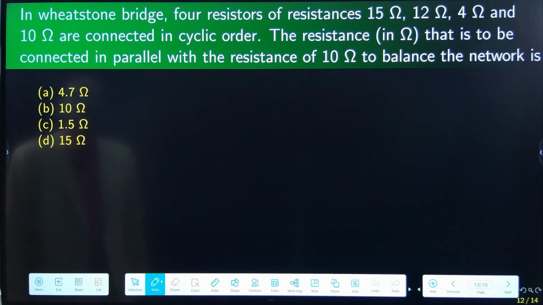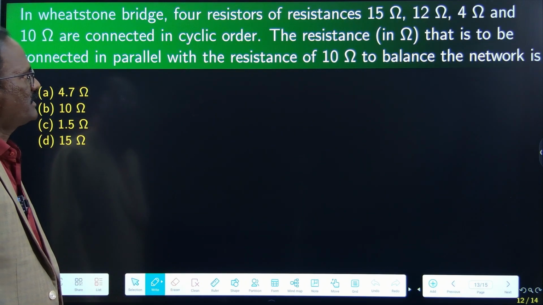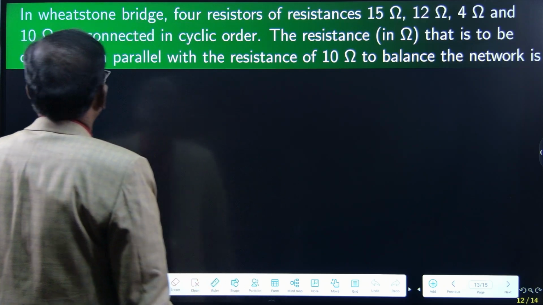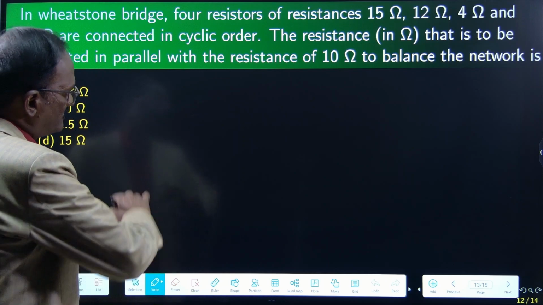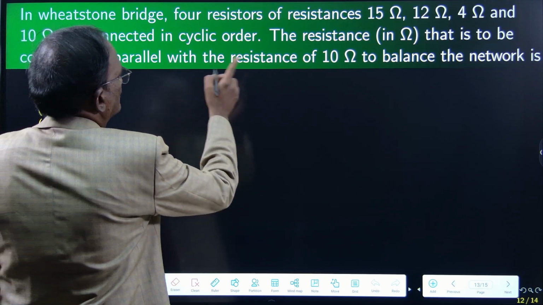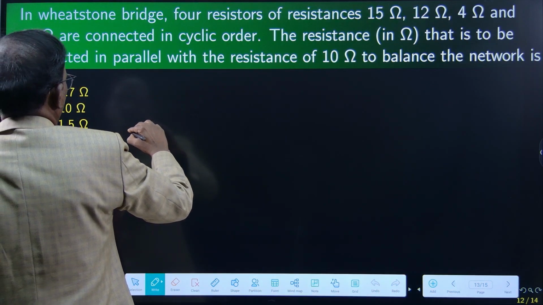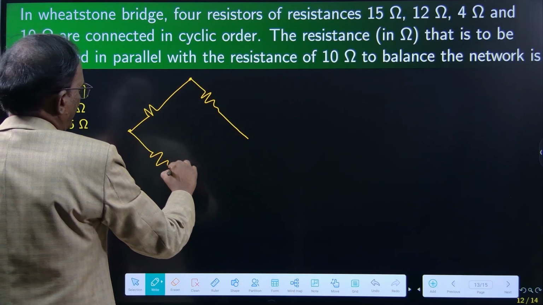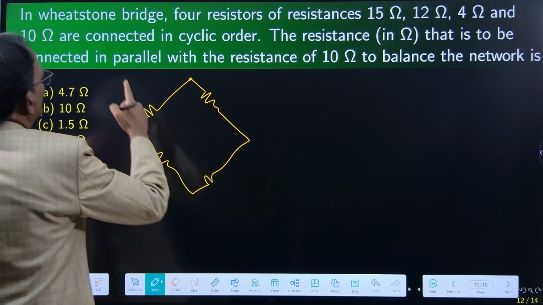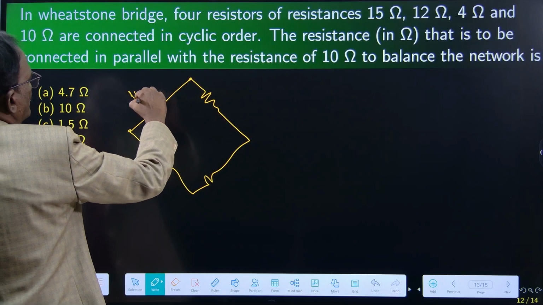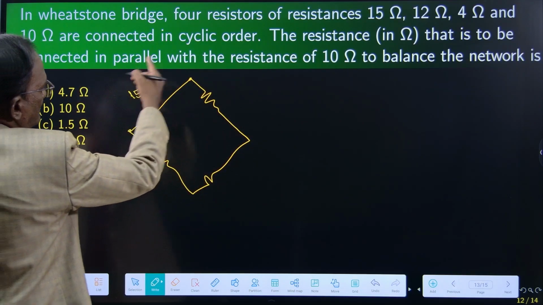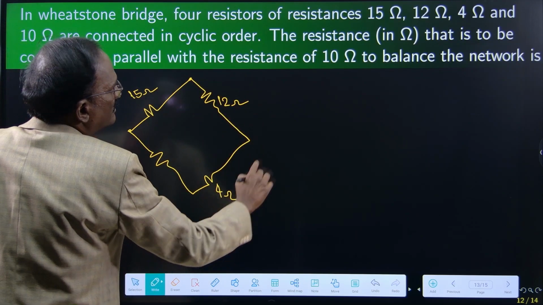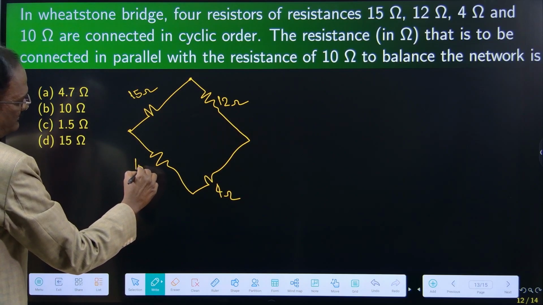Next problem. In a Wheatstone bridge, 4 resistors of resistances 15 ohms, 12 ohms, 4 ohms and 10 ohms are connected in cyclic order. First, let us draw the circuit. 15 ohms; cyclic order means I must write 12 ohms here, then 4 ohms here, then it is 10 ohms.